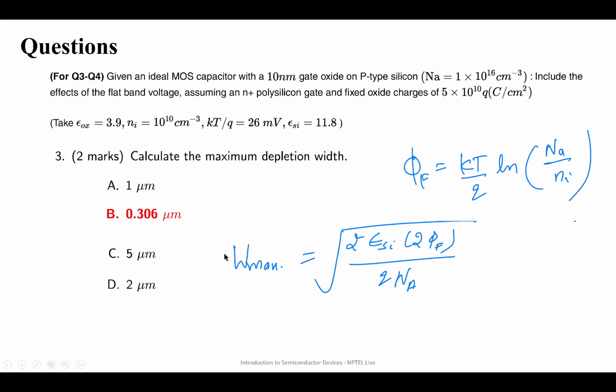So the answer would be B. First you have to calculate your phi f, which is kT by q ln Na by Ni. That will come out for 10 per 16 or 0.36 that you put here, and use this formula to calculate W max, which will come out to around 0.306 microns.